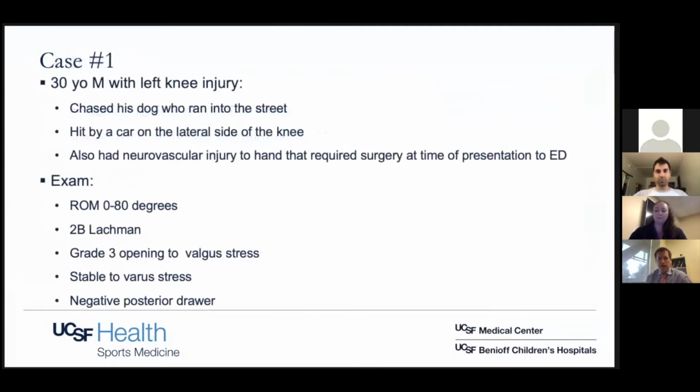So first case, this is a 30-year-old. He had a left knee injury. His dog ran into the street. He chased after the dog, and then he was hit by a car on the lateral side of the knee. He presented to the general hospital, had a neurovascular injury to his hand that required surgery, and was also instructed to follow up for his knee. I saw him about a week after. Range of motion was 0 to 80 degrees, he had a 2B Lachman, had grade 3 opening to valgus stress, including in full extension, stable to varus, and negative posterior drawer.